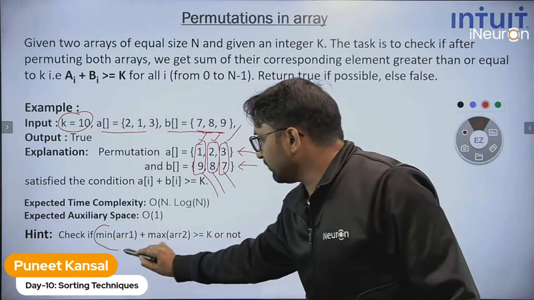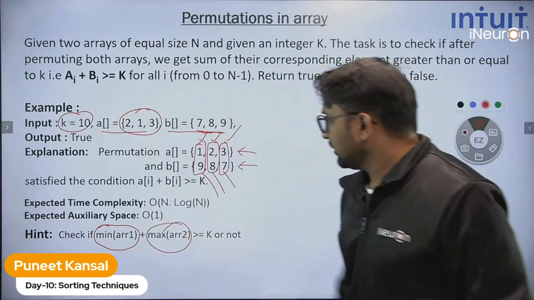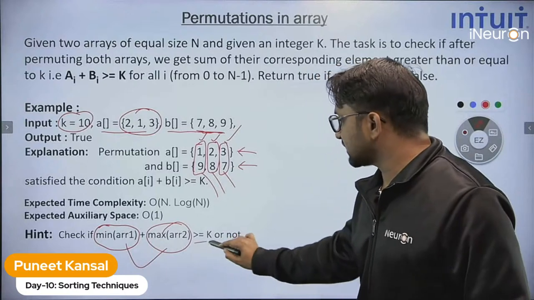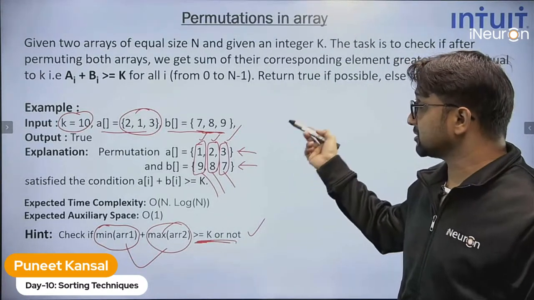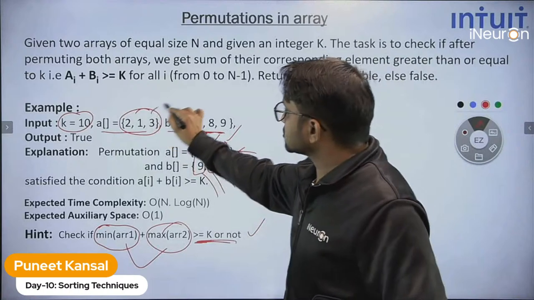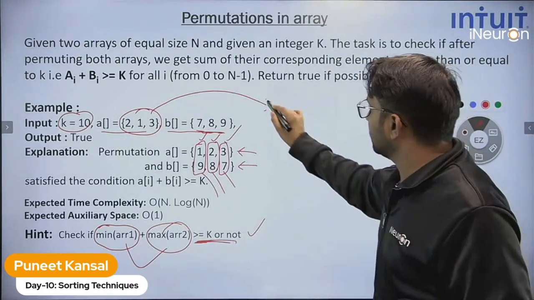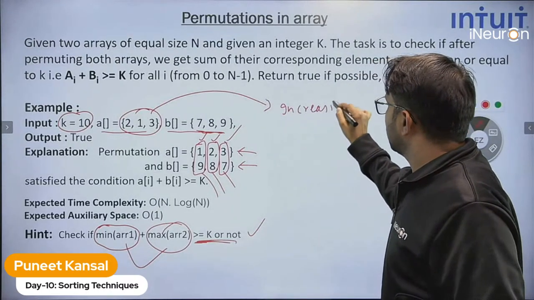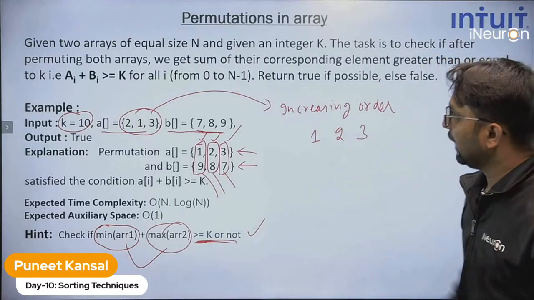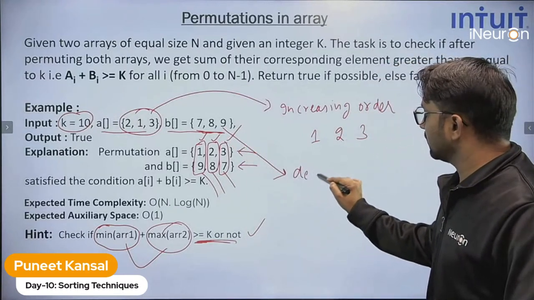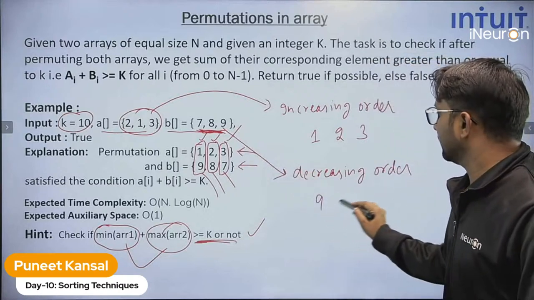So if I'm taking the minimum element from the first array and the maximum from the second one, and this sum leads to this condition, I need to check this thing only. If this is satisfied, then I will say yes, this is true. What I'm saying is sort this array in increasing order, like 1, 2, 3, and sort the second array in decreasing order, like 9, 8, 7. That's it.